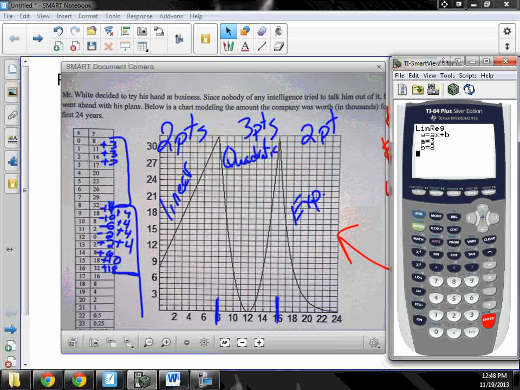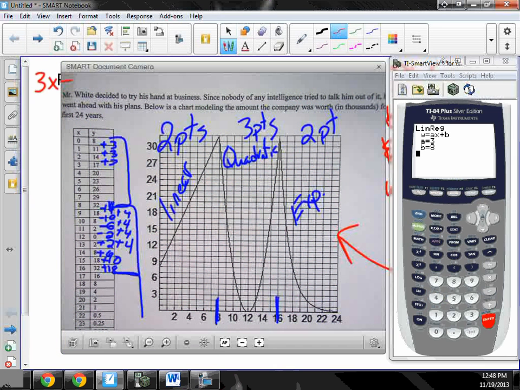And I get the function 3x plus 8. That is my linear equation. Just put in any two of these. Doesn't matter which ones.